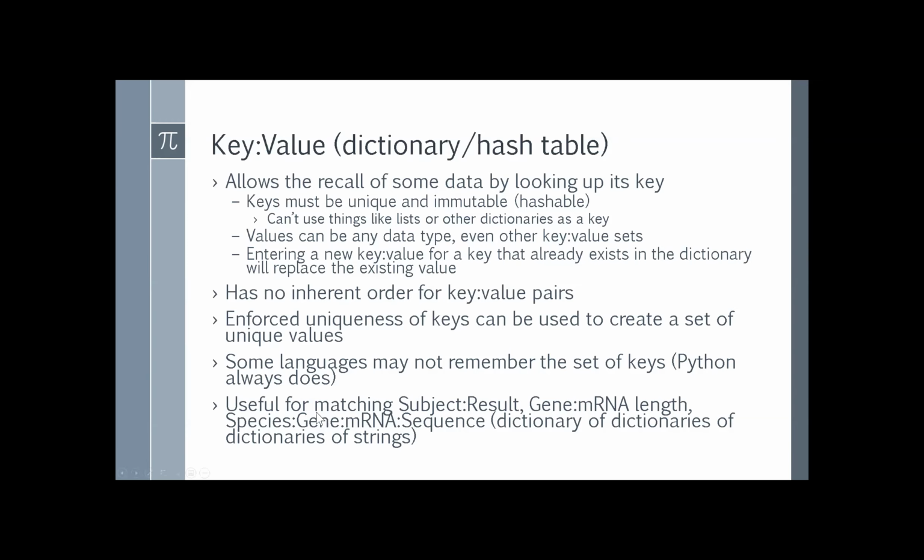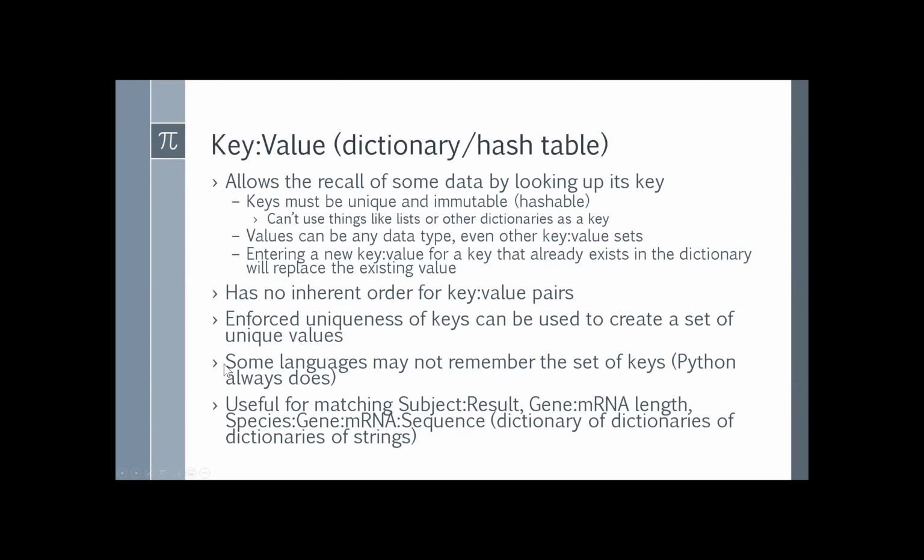So you can already imagine that you can build a dictionary of subject to their result, or a gene to its mRNA length. Or you can build a dictionary of species, and for each species you have a dictionary of genes, and for each gene you have a dictionary of mRNAs. And for each mRNA, you have its sequence.